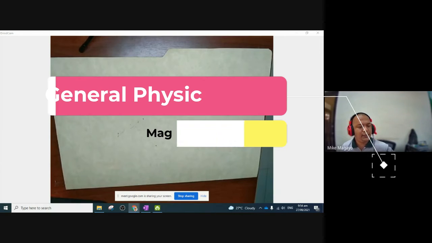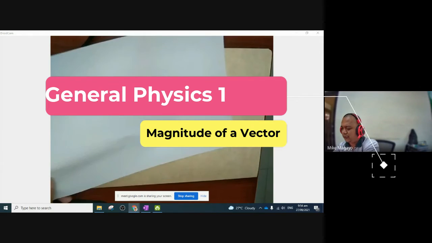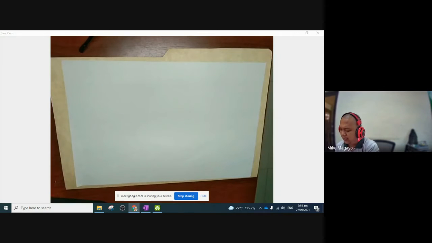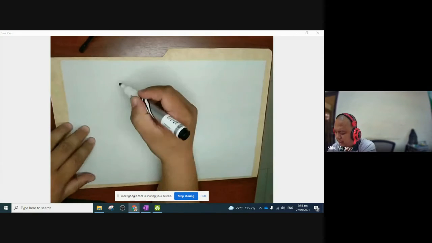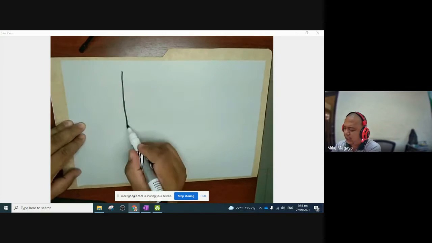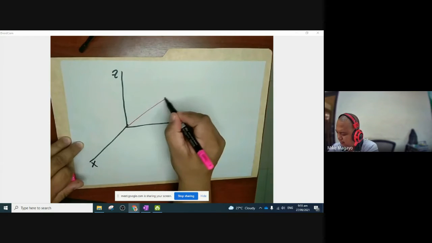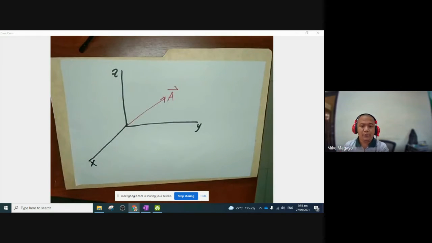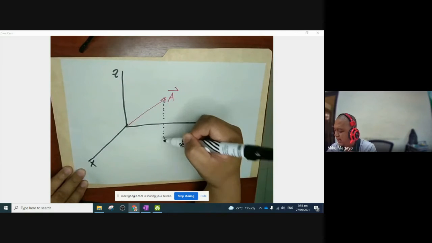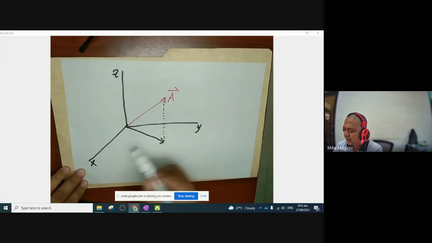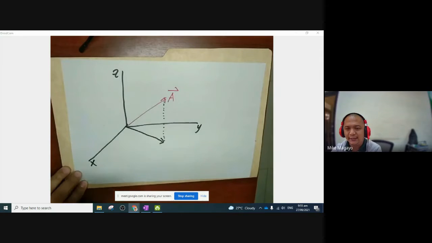How do we determine the magnitude of a vector? So to determine, again, let's say we have a vector A in a 3D space. How would we determine its magnitude? Now, notice that our vector A has a propagation. Vector A is propagated along the xy plane and along the z axis.